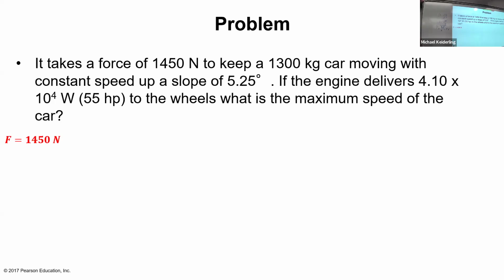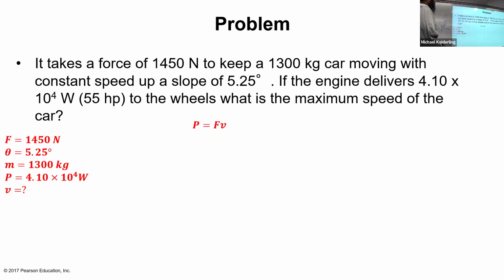So force is 1450 newtons. The angle up the slope is 5.25 degrees. The mass of the car is 1,300 kilograms. The power required is 4.1 times 10 to the 4 watts. The velocity is unknown. It turns out we don't need the angle or the mass, because the force is in the same direction as the motion. Basically, that 1,300 kilograms and 5.25 degrees is what generates the force.